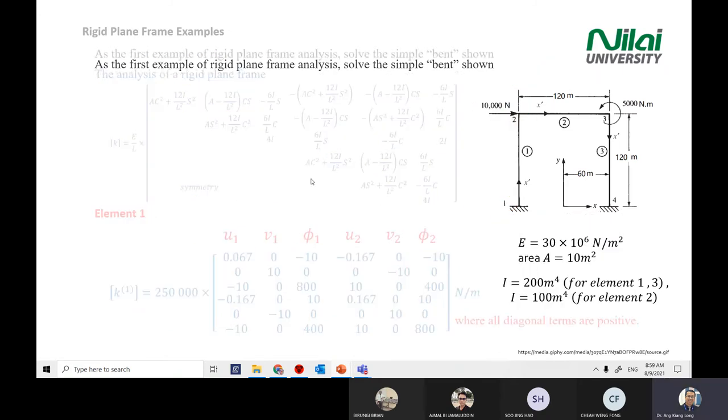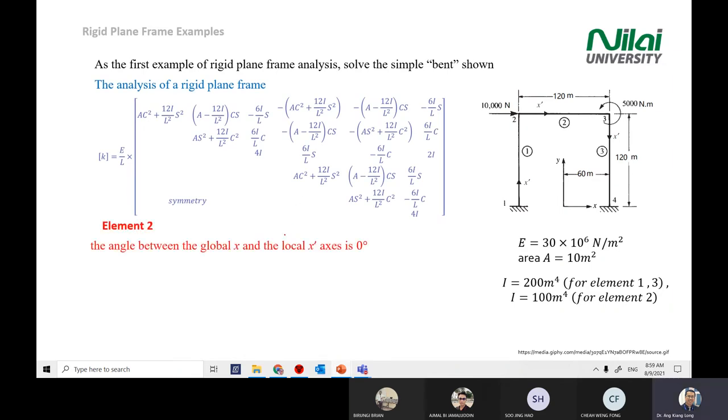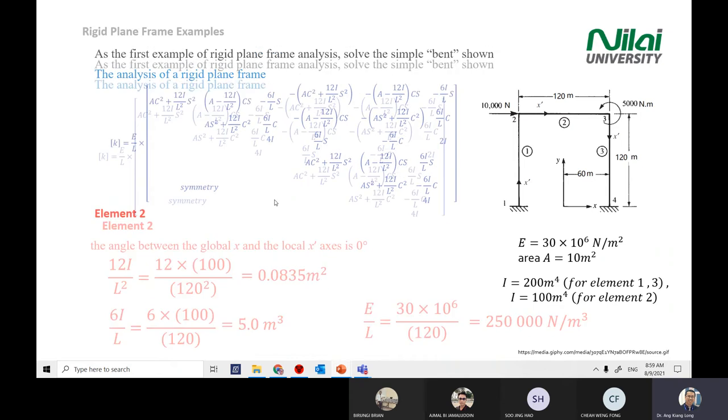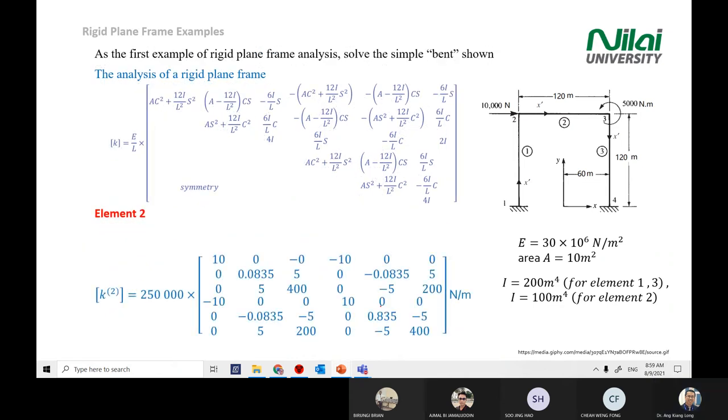Then after that, you do it for element 2. You do the same. Element 2, 0 degrees, calculate the cos and sine, calculate 12EI, calculate 6IL, calculate EL, then complete the calculation. You get the second element K matrix. Remember to issue the ticketing number after you do the element K matrix. Element 2 connects point 2 and point 3. So again, point 2 will give you U2, V2, rotation 2. Point 3 will give you U3, V3, rotation 3. It's important, because after this, we're going to superimpose everything into one very big K matrix.